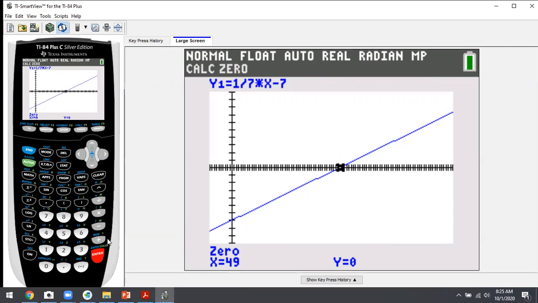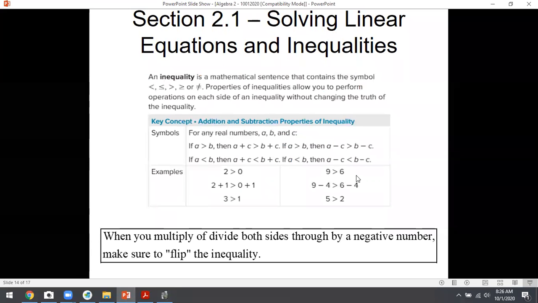So that's how you would do it graphically. Do not rely on just graphing everything. It's not going to cut it in this class. You need to know how to do it both ways. You need to graph things. You need to know how to do it with an equation too. So that's very, very, very important.